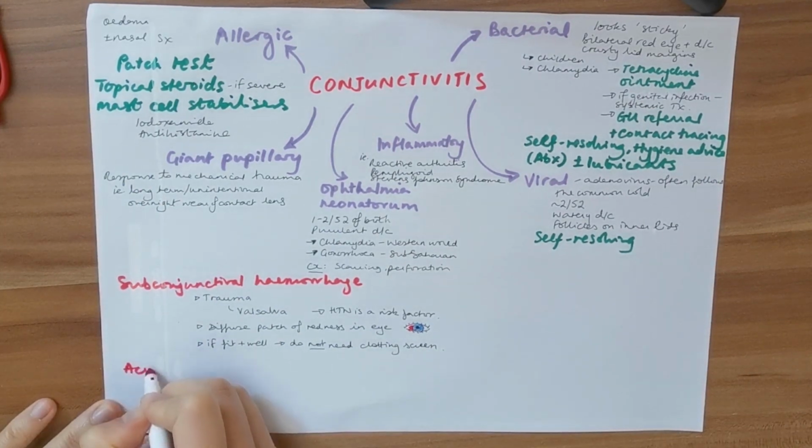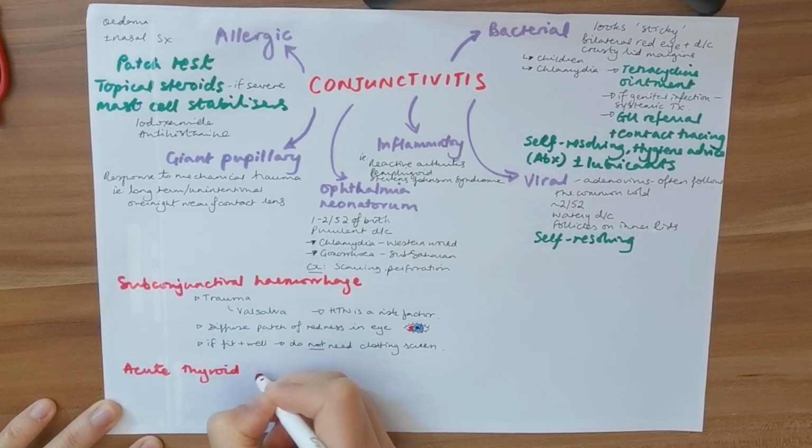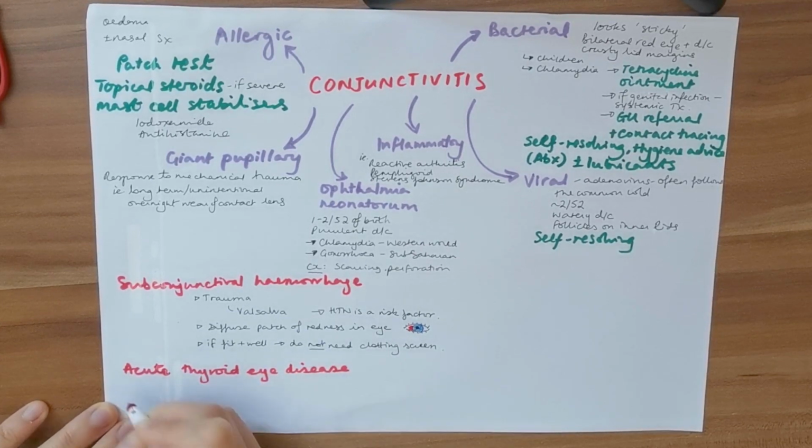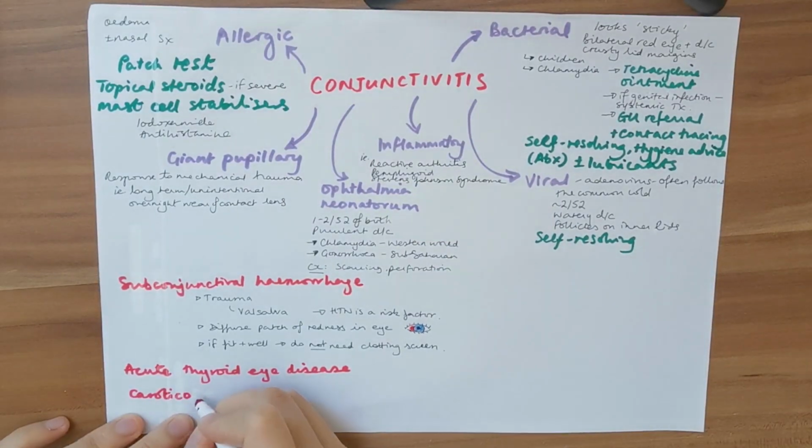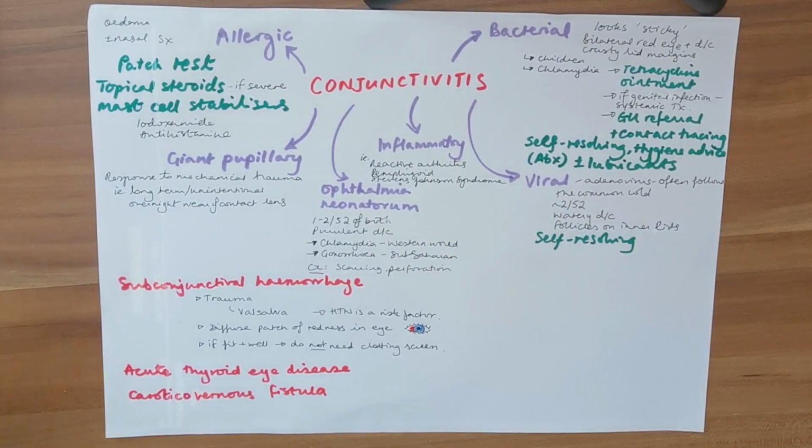Just to note that there are other causes of red eye that are not covered here, such as acute thyroid eye disease and carotid-cavernous fistula. The last point I want to make is that vision is preserved in all the causes of red eye that we've covered here in this video today, apart from orbital cellulitis.